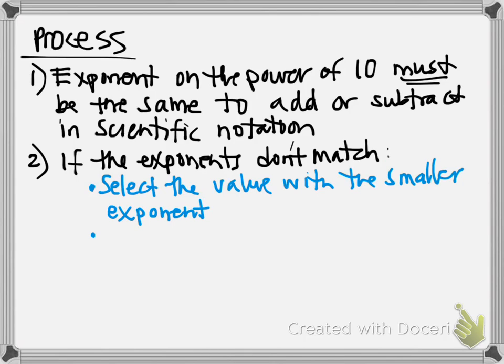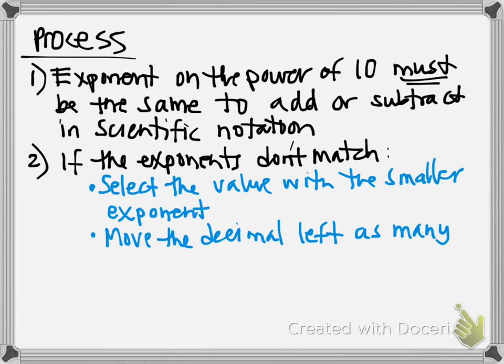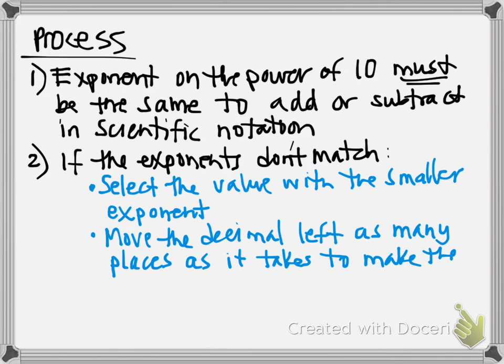We select the value with the smaller exponent. We're going to move the decimal left as many places as it takes to make the two exponents the same. So we're going to be moving left all the time. We're going to create a lesser number with a higher exponent.